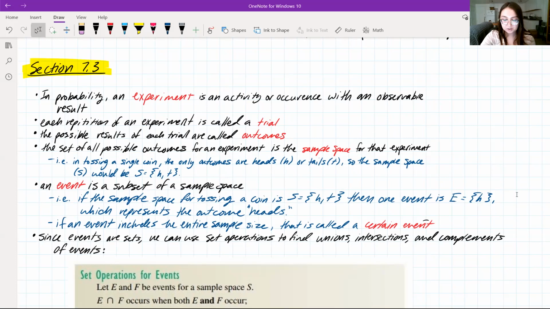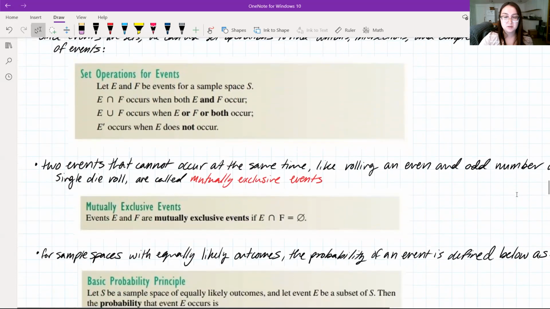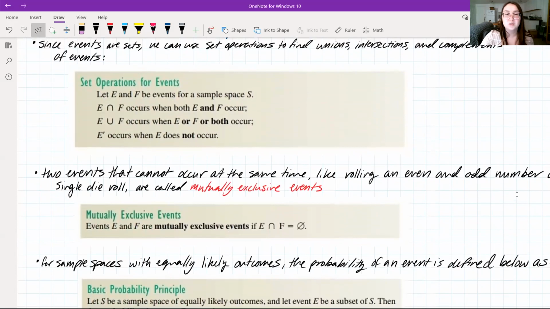Then if an event includes the entire sample space, that's called a certain event. It's called a certain event because if it contains all the elements that are in the sample space, then they're equal. So that event is going to happen 100% because every element in that event is also in the sample space. Since events are sets, we can use set operations to find unions, intersections, and complements of events. So we can see all the different set operations that we used in our last sections are also useful in events.